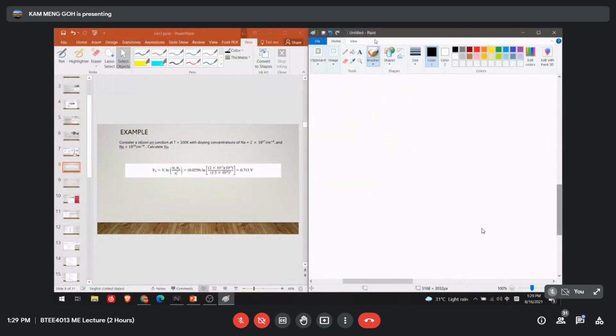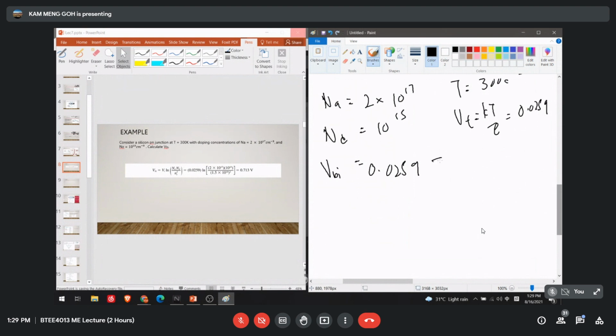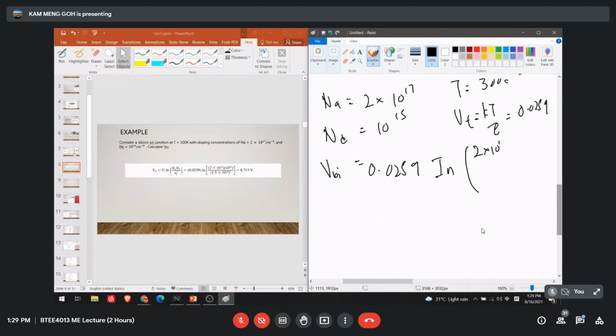Consider a silicon PN junction with Na equals 2 times 10 to the power 17, and Nd is 10 to the power 15. Calculate the VBI. One hint: T equals 300K, so your VT, KT over E, equals 0.0259. So 0.0259 multiplied by ln of Na Nd divided by Ni squared. In this case we use 1.5 times 10 to the power 10, squared. You just multiply in this way and you can simply get the voltage. This is the way we do it.